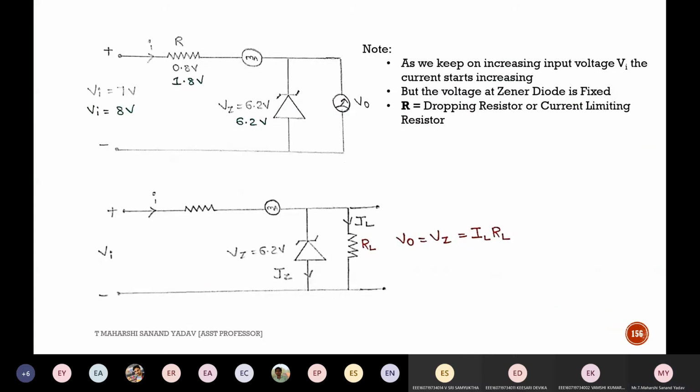See here, the same example. When Vi is 7 volt, the minimum amount of voltage that it requires is 6.2, whereas the remaining 0.8 gets applied across the current limiting resistor. This is current limiting. What is meant by current limiting?